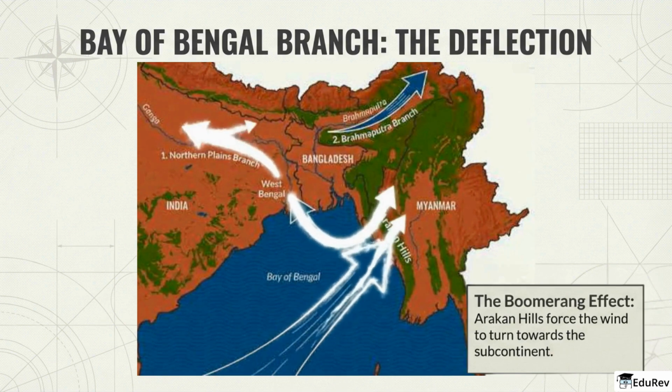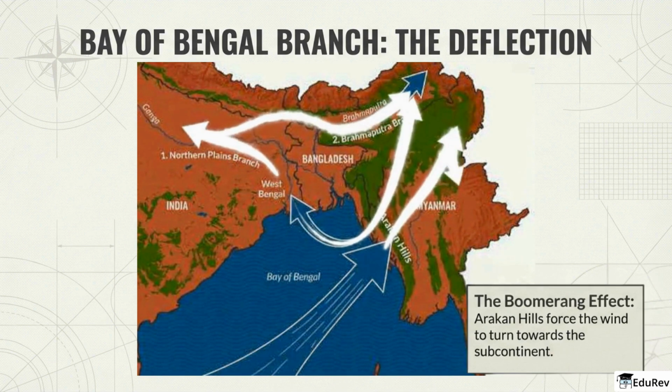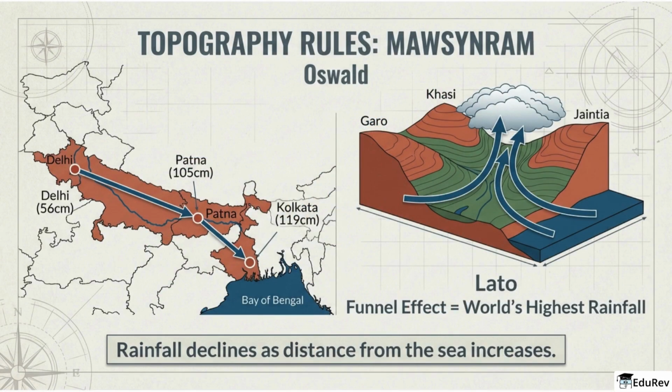Now, rainfall, however, is not uniform. Topography controls intensity. Distance from sea matters. As moist winds move inland, rainfall declines. But topography can override distance. Take Mawsynram. The Meghalaya hills, Garo, Khasi, Jaintia, create a funnel effect. Moist winds are channeled and forced sharply upward. The result? Extreme rainfall. This shows a key rule. Relief can amplify or suppress rainfall beyond simple distance logic.